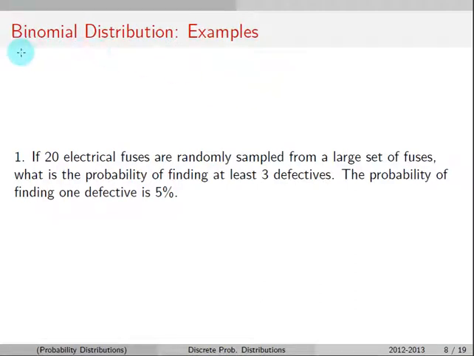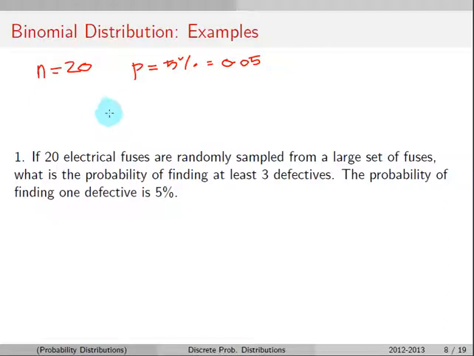So let's take a practical example of a binomial distribution. If 20 electrical fuses are randomly sampled from a large set of fuses, what is the probability of finding at least 3 defectives, where the probability of finding one defective is 5%? So how do you answer this question? Let's see here. Your n, the number of samples, is 20, and the probability of finding a defective is 5% or 0.05.